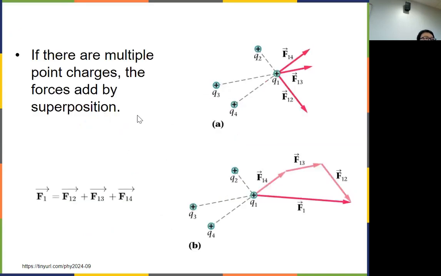If you have multiple charges in space, then the force on a particular charge is the force on this charge from all the other charges. So the force on Q1 comes from the force by Q2 on Q1, Q3 on Q1, and Q4 on Q1. When you add those three forces up, you are doing vector addition, so you are going to do either the component method or the triangle method.